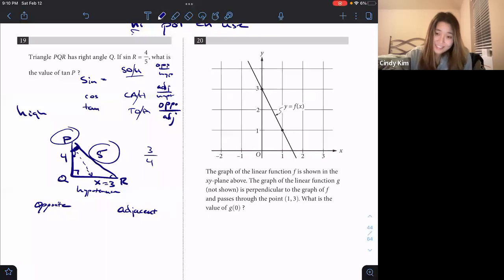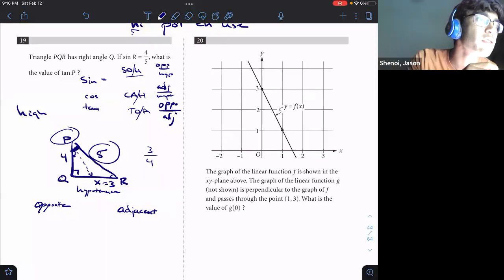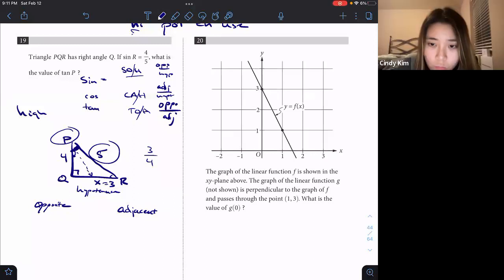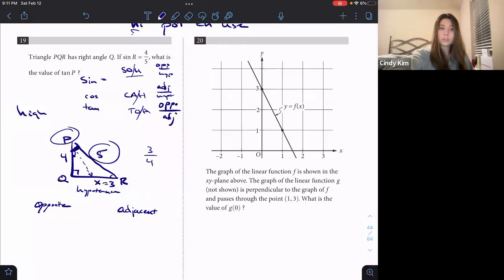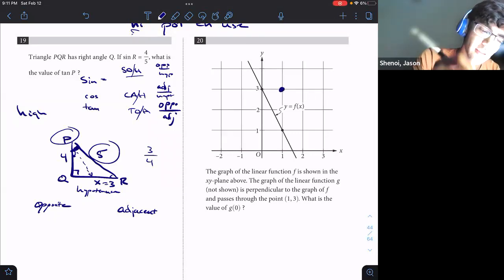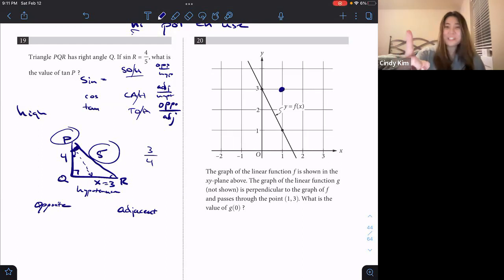Okay. The graph shows a linear function g that is perpendicular to graph f and passes through the point (1, 3). What is the value of g(0)? Okay, so it's perpendicular to the graph f and passes through the point (1, 3). So where's (1, 3)? It's over there. I'm pointing at it. Okay, right here, right? Exactly, (1, 3).